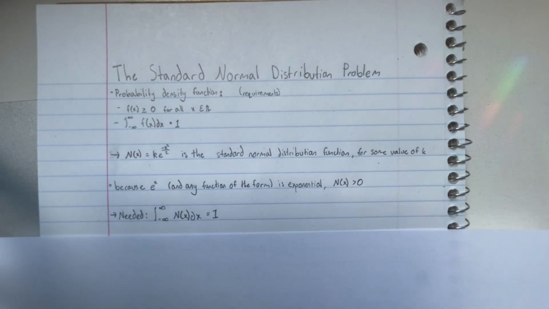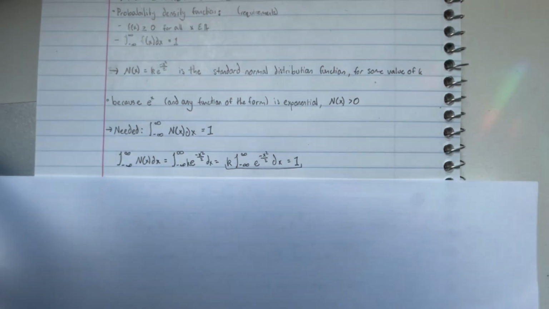The second requirement, however, is that we need to determine that from negative infinity to infinity, the integral of n of x dx is equal to 1. Let's begin by plugging in our values. So now we have the integral from negative infinity to infinity of n of x dx is equal to the integral from negative infinity to infinity of k e to the negative x squared over 2 power dx. We can move the constant in front, making this equal to k times the integral from negative infinity to infinity of e to the negative x squared over 2 dx, which we also know is equal to 1.